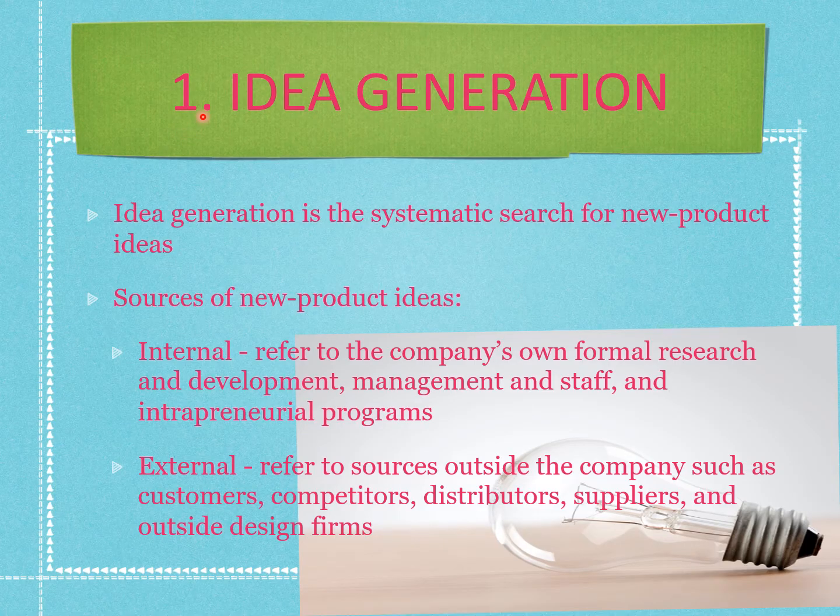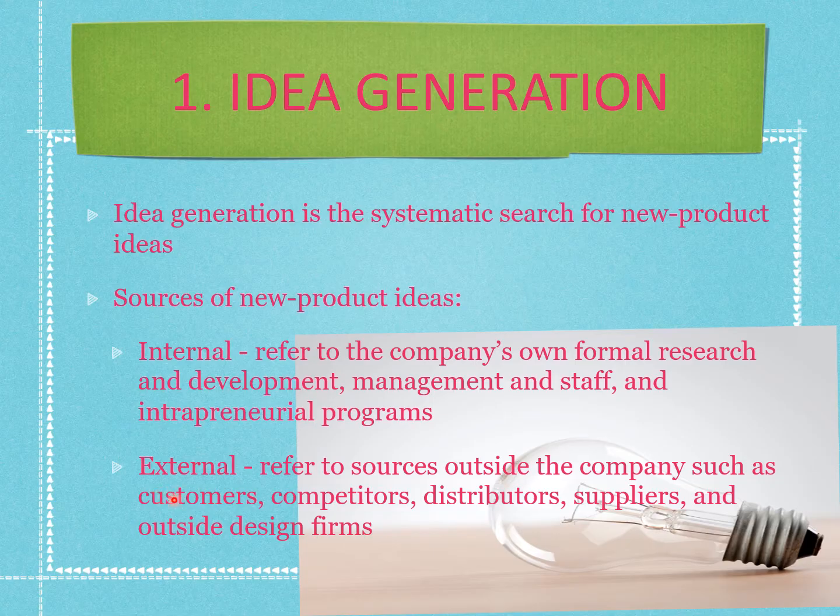The first stage is idea generation. Of course, when you want to produce a new product, you must get the idea first. What to produce? What do you want to sell to your customer? So idea generation is the systematic search for new product ideas. There are 2 types of sources, which are internal sources and external sources. The internal sources refer to everything inside the company or the organization. This includes the company's own formal research and development, R&D, and the management, staff and employees, as well as some entrepreneurial programs.